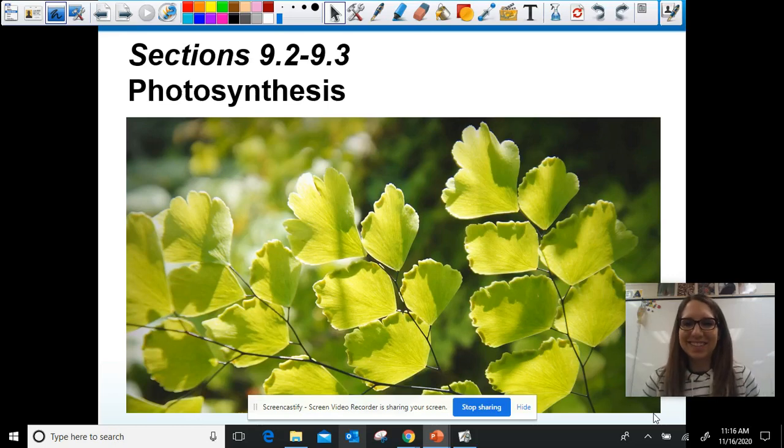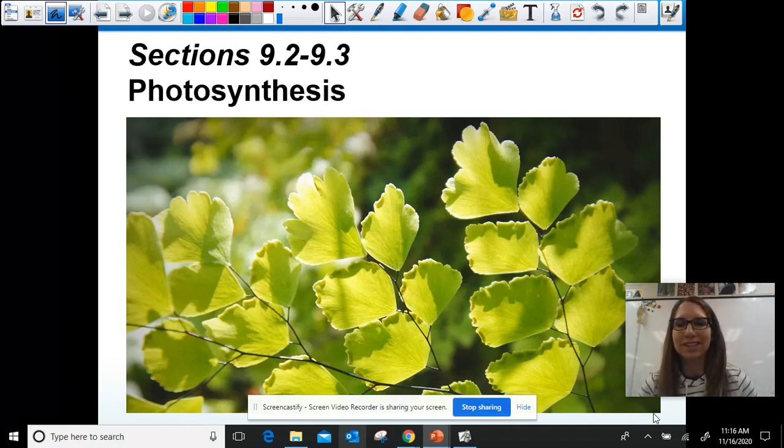Hey guys! So today we are looking at sections 9.2 and 9.3, which are all about photosynthesis, which is kind of the main objective of chapter 9 anyway. Just as a fair warning about these two sections, I'm combining them. In your textbook, they have one section, I think it's 9.2, that is kind of like the overview of photosynthesis. And then they go into 9.3, which is the detailed processes involved in photosynthesis.